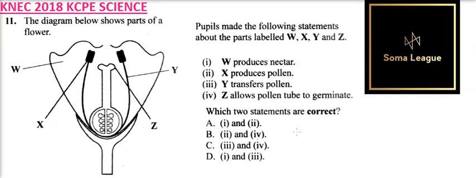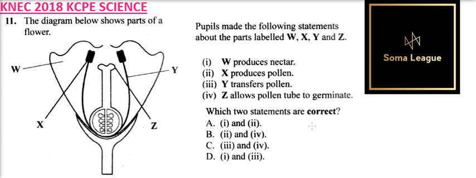Question number 11, we are told that the diagram below shows part of a flower. So we have the diagram. A pupil made the following statements about the parts labeled W, X, Y, and Z. So they said that W produces nectar.